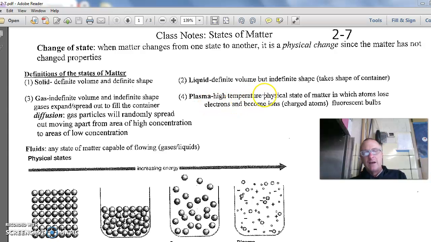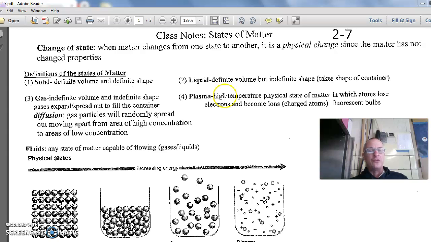Plasma is a high temperature physical state of matter where the atoms begin to lose electrons. Electrons can fly off the atoms, leaving ions behind, charged atoms. So the fourth state of matter in chemistry is plasma, and this is the highest energy state that we tend to deal with on a common basis in Chem 1.